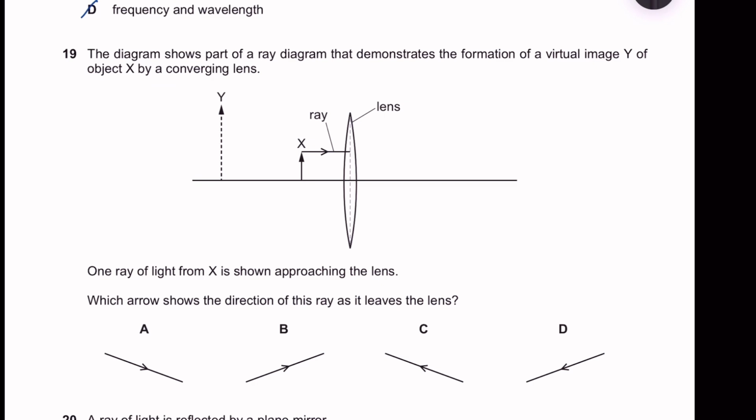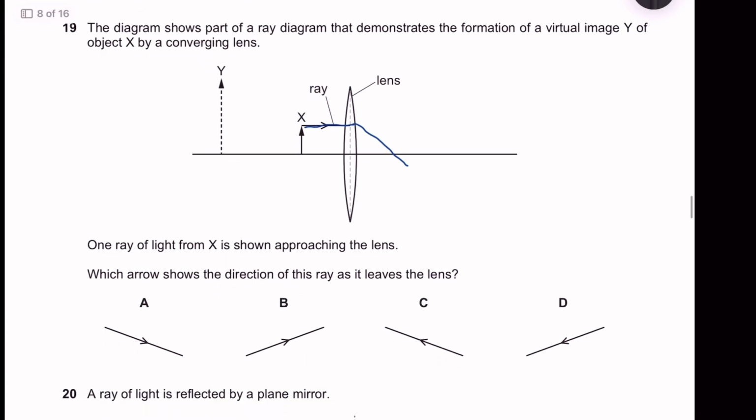Question 19. The diagram shows a part of a ray diagram that demonstrates the formation of a virtual image Y of object X by a converging lens. One ray of light from X is shown approaching the lens. Which row shows the direction of this ray as it leaves the lens? So as you can see, your ray from X is parallel, so when it comes out of the lens, it will go through the focal point. So these are some conditions of light diagrams you also do need to remember. So it will be A.